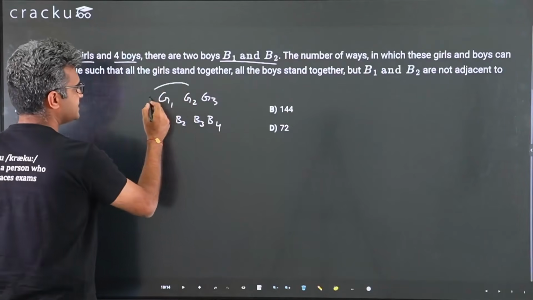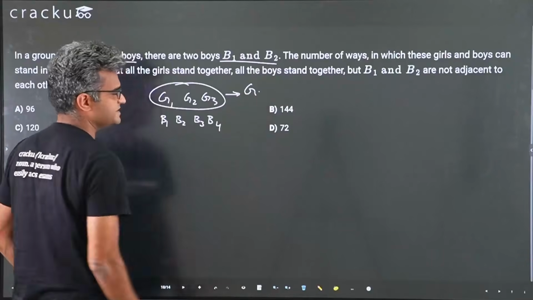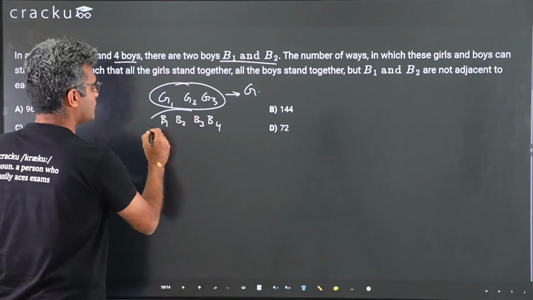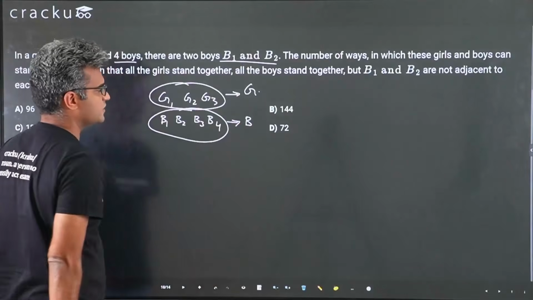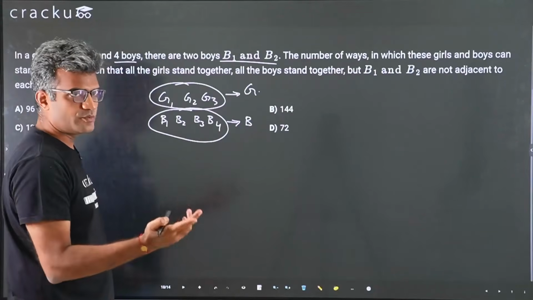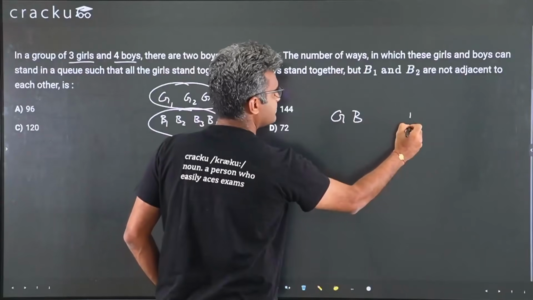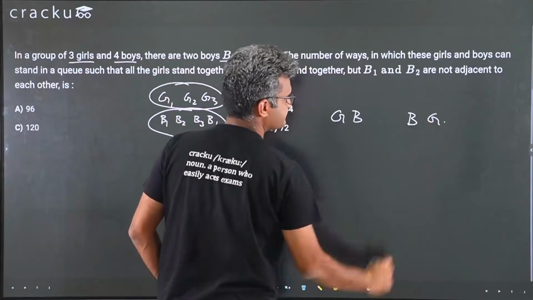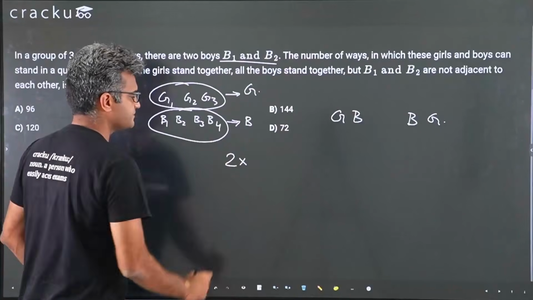Now all the three girls have to stand together, so let us call them as one entity G. Similarly, all the four boys have to stand together, so let us assume that this entity is called B. Now there are two possibilities, either G can be to the left of B or B can be to the left of G. So which one can be selected in two ways? So there are two cases.